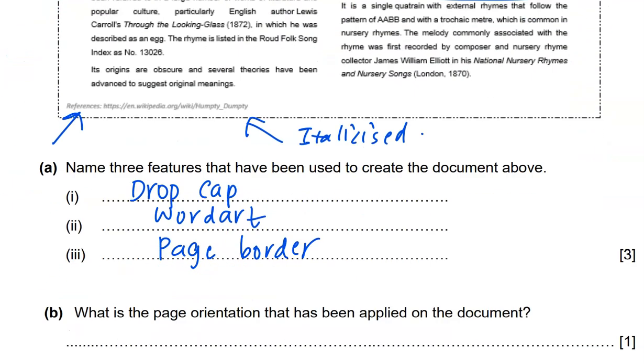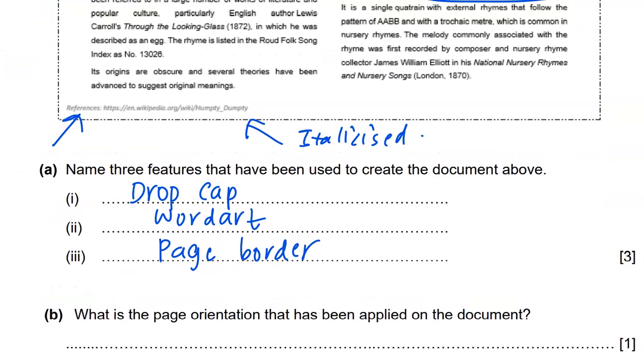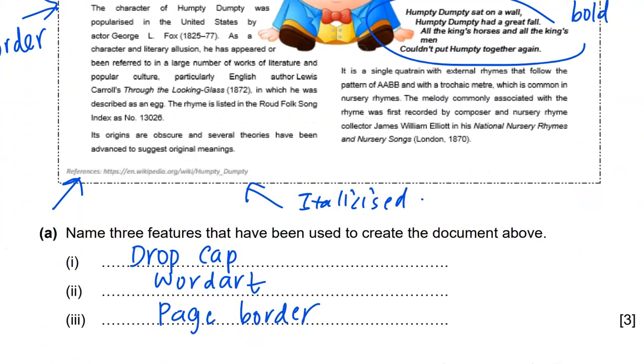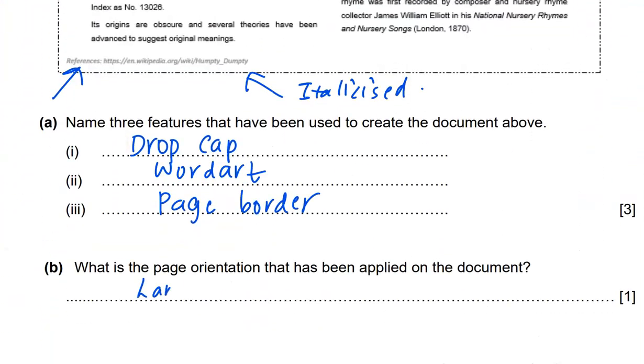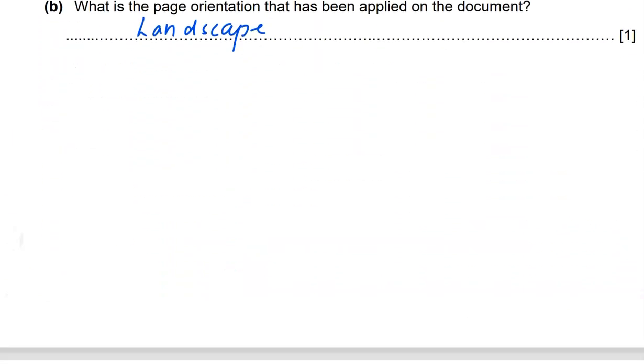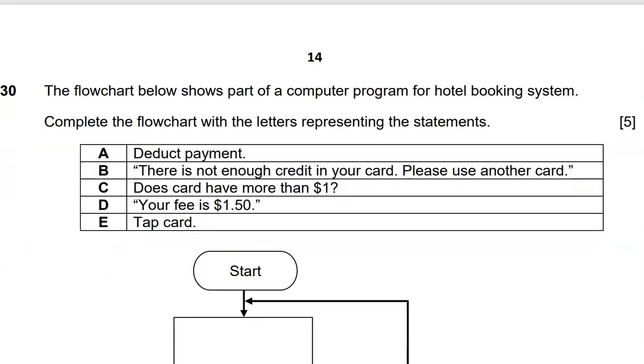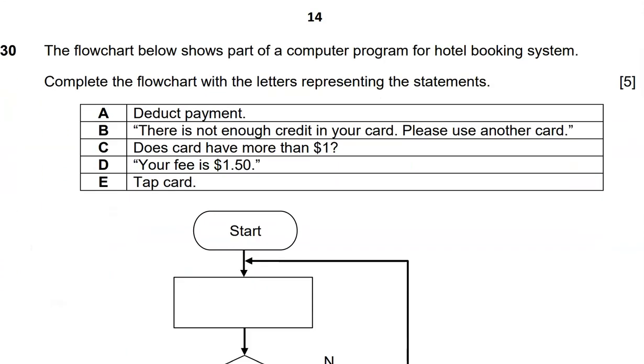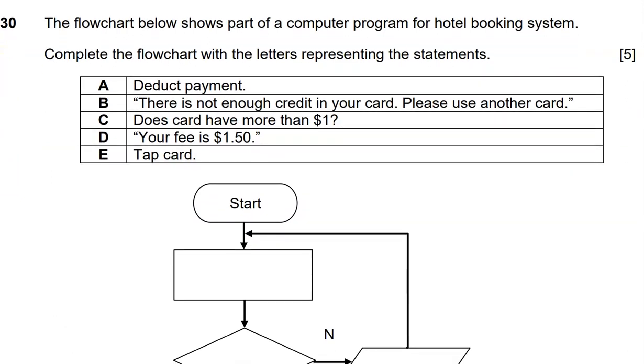Okay, next. What is the page orientation that has been applied on the document? So this is a landscape page orientation. Okay, and finally, question number 30. The flowchart below shows part of a computer program for hotel booking system. So you have to complete the flowchart with the letters. So read through A to E. You deduct payment, and B is there's not enough credit in your card. Please use another card. This is a display, right?